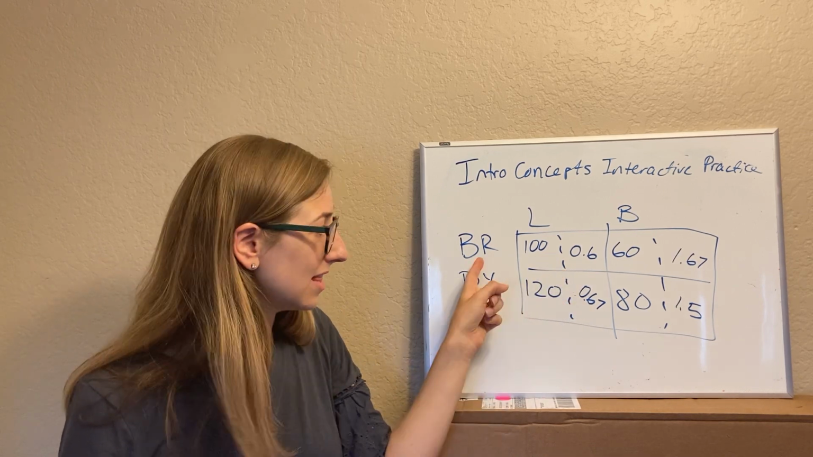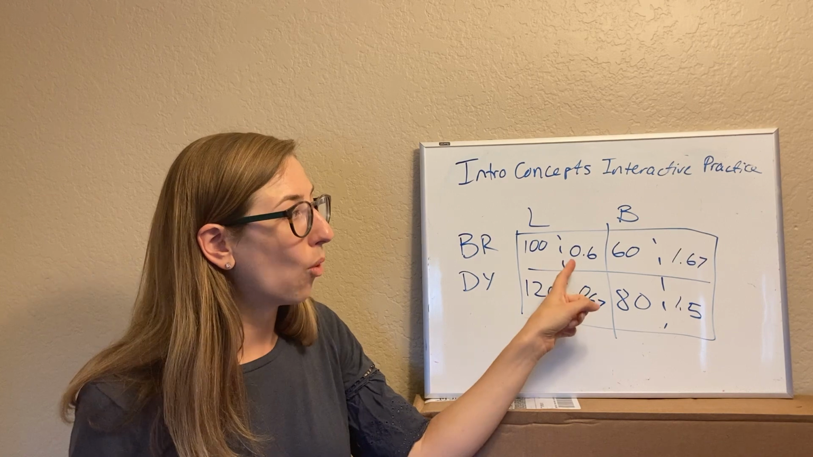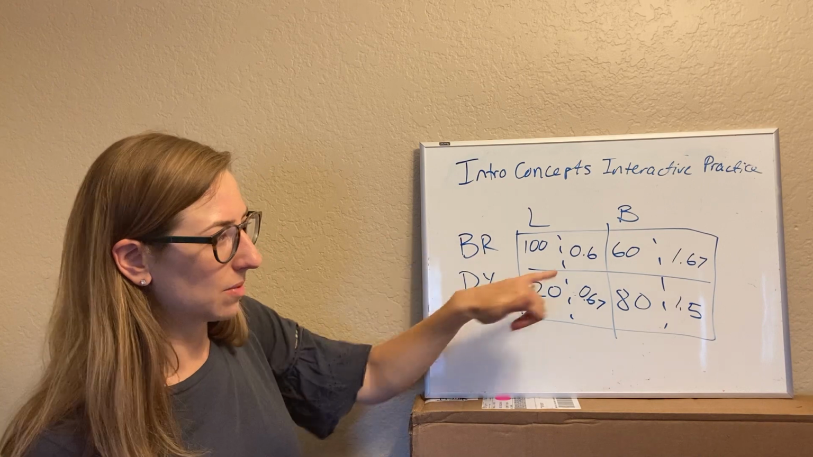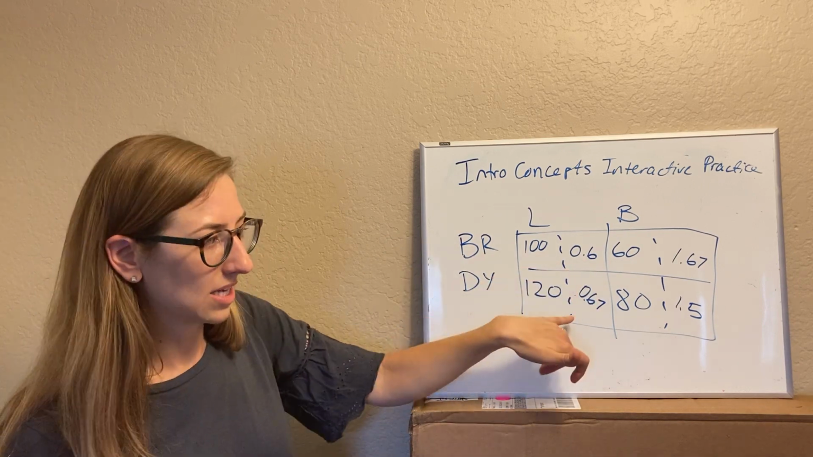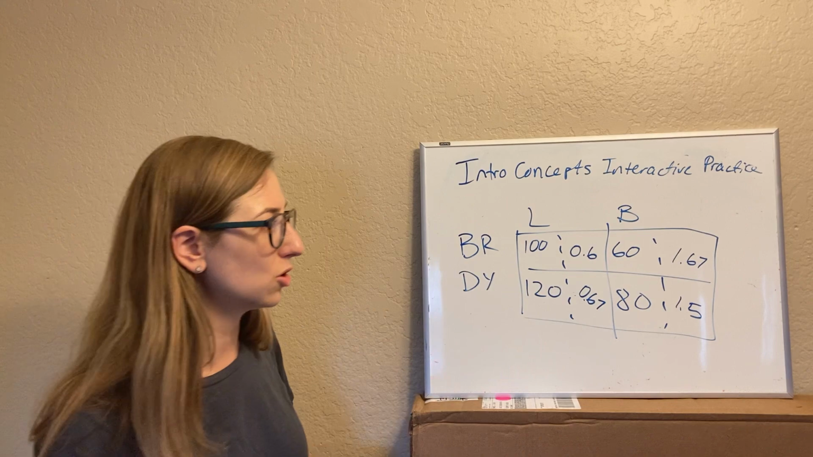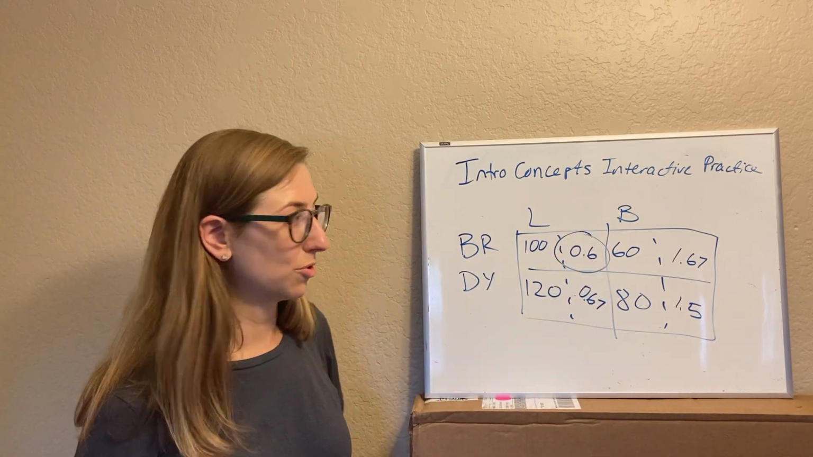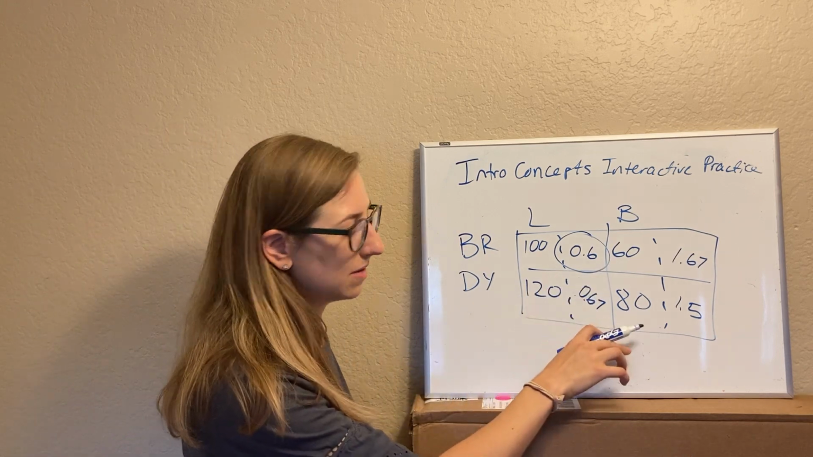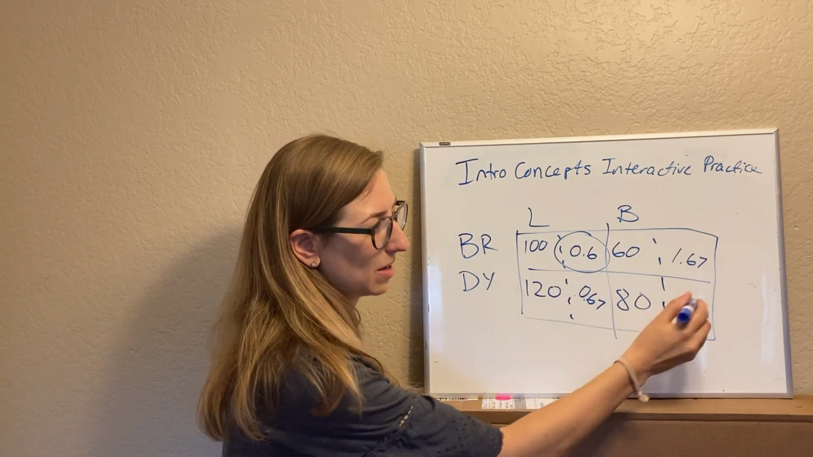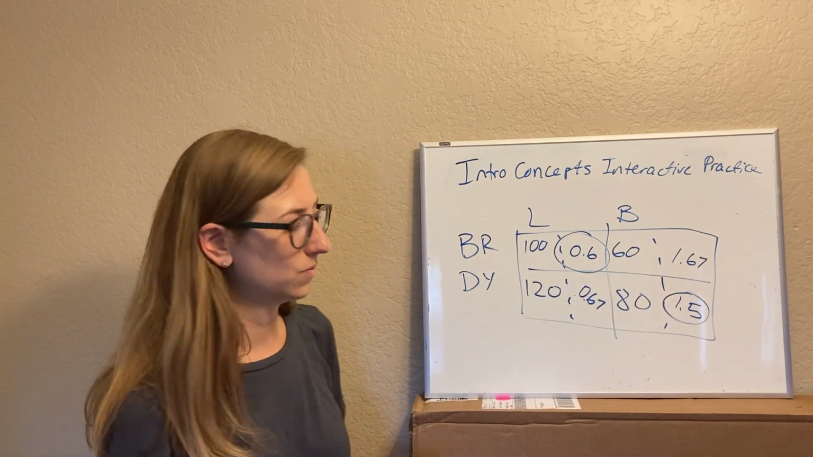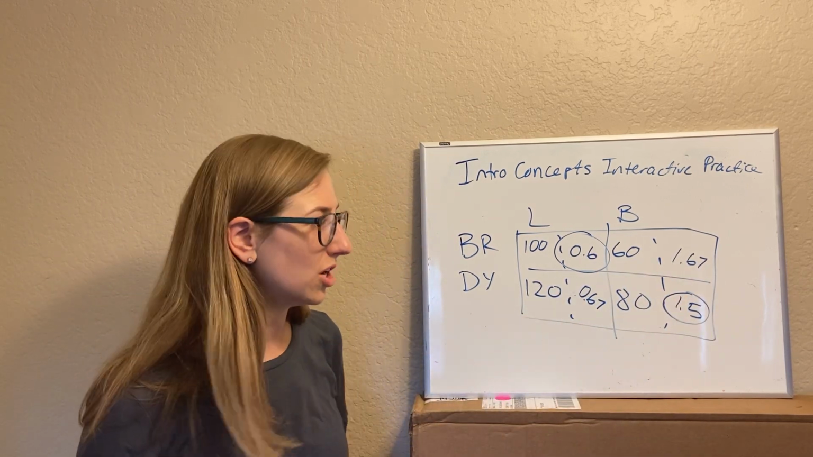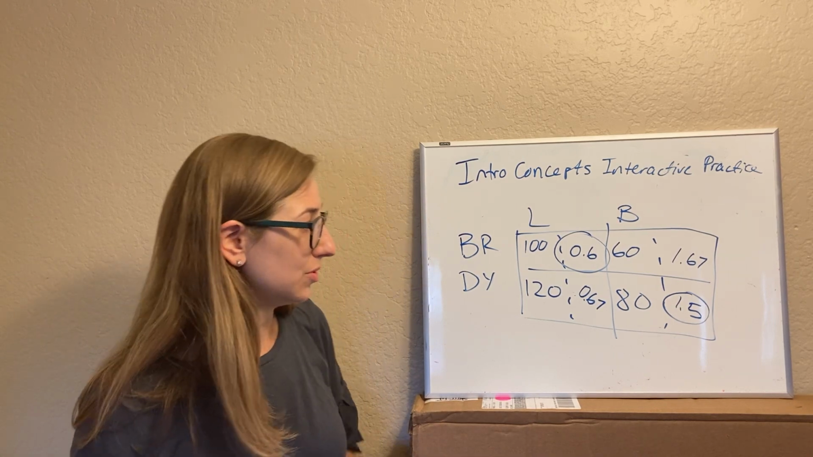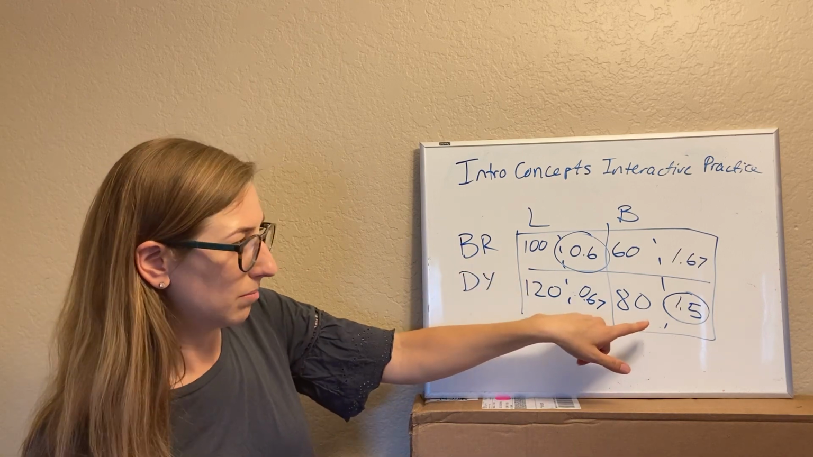For every latte that BlackRock makes, they give up 0.6 boba teas. DeYoung's gives up 0.67 bobas for every latte. So BlackRock has a lower opportunity cost for producing a latte than DeYoung's does. And for the boba tea, DeYoung's gives up fewer lattes to make a boba tea than BlackRock does. So DeYoung's has the comparative advantage in producing boba teas, and BlackRock in producing lattes.